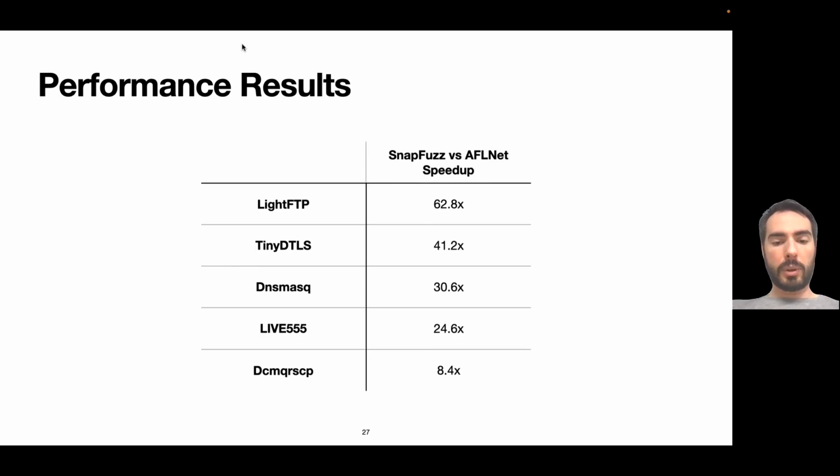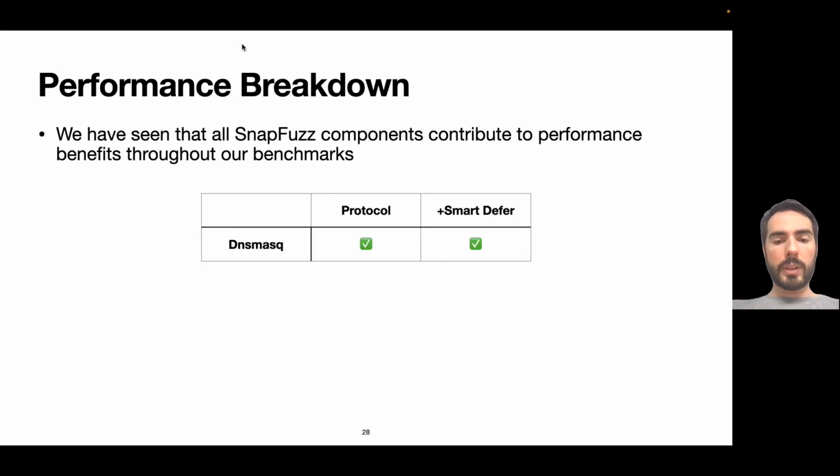Now, let's discuss our results. As we can see, SnapFuzz has significant performance benefits ranging from 8.4 times to 62.8 times in 5 popular server applications against our baseline, which is AFLNet. In addition, we have seen that all SnapFuzz components contribute to performance benefits.